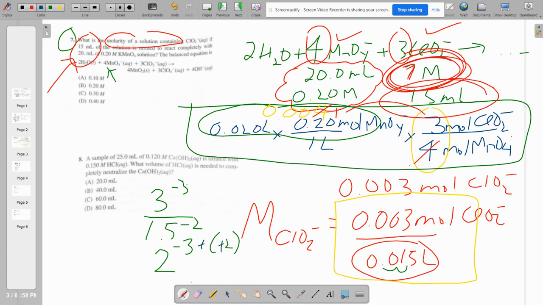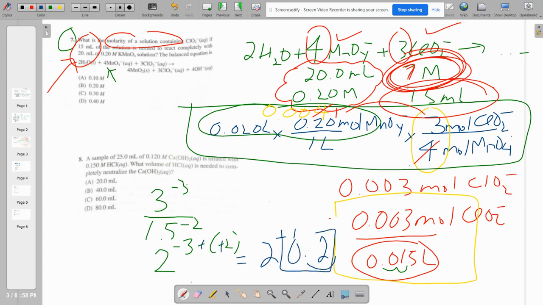So really what that number ends up being is 2 times 10 to the minus 1. And if you convert that back to a normal number, you're basically moving the decimal place over 1 spot, like this.